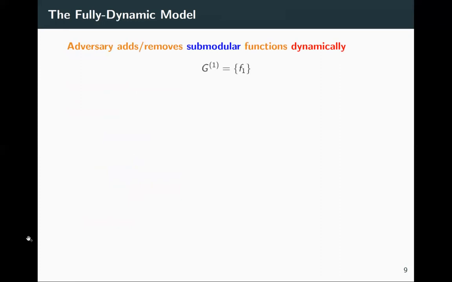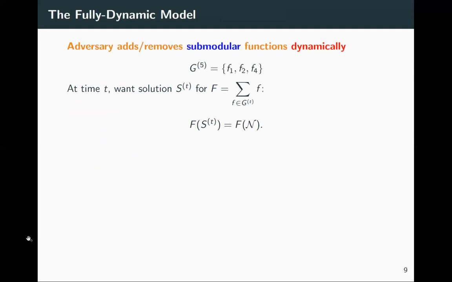So we imagine that we're holding onto this active set, which is this capital G, and the adversary is going to inject and delete functions, like so. Now, at time t, we'd like a solution S_t for the function capital F, which is the sum of all the functions currently in the active set. When I say S is a solution, I mean that f of S_t is equal to f of N, i.e. this is the submodular cover constraint for the function big F. Now, because each of these constituent functions is monotone, capital F is maximized if and only if each of the functions is maximized. So this has the effect of requiring the AND of all the constraints currently in the active set.